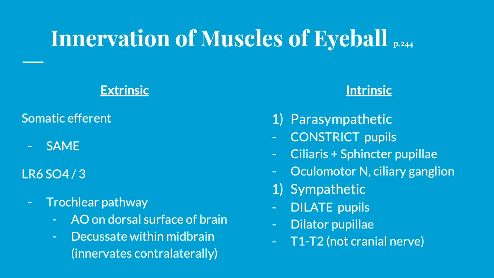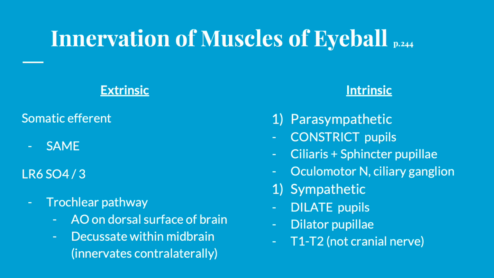So I hope you have all heard LR6, SO4, all over 3 before. That's the mnemonic for the extrinsic muscles of the eye. Lateral rectus is innervated by cranial nerve 6, superior oblique is innervated by cranial nerve 4, and the rest of them are innervated by cranial nerve 3. So that's kind of helpful.